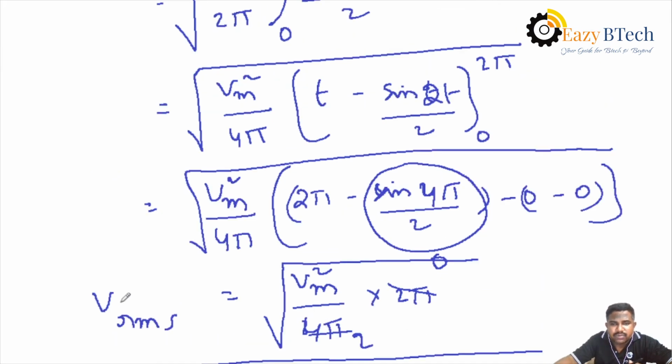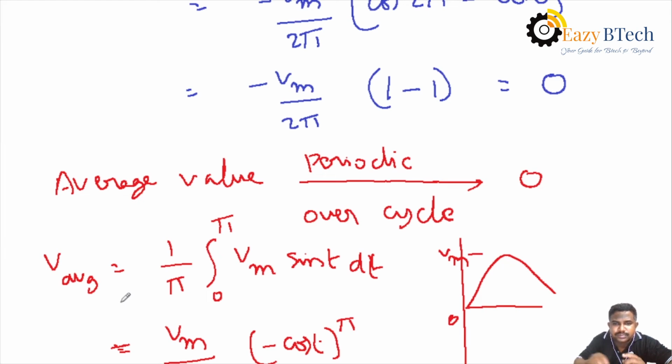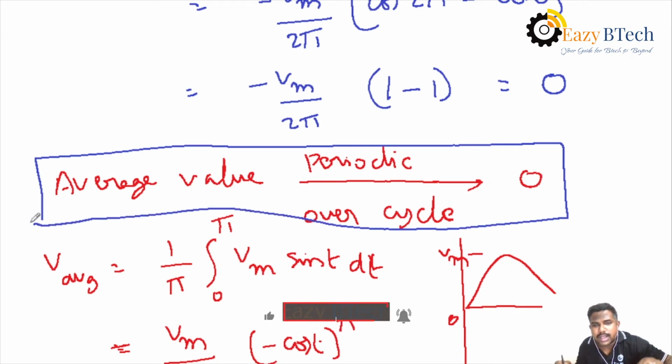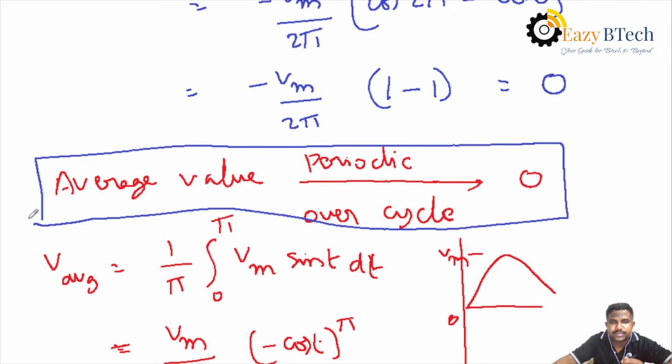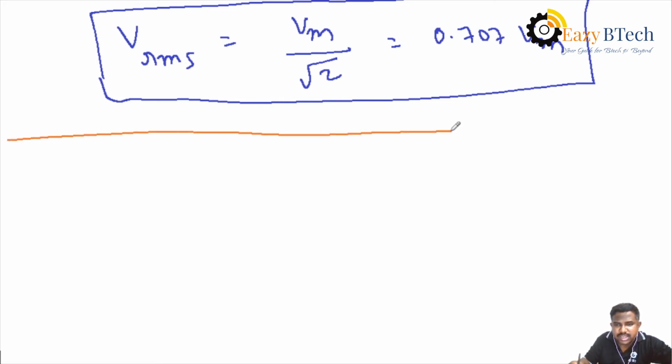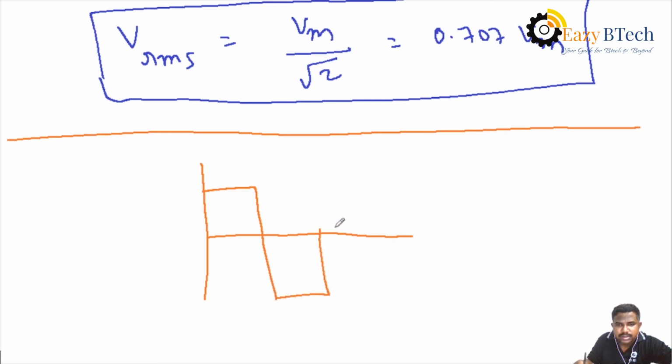Here the very important point is the average value of a periodic waveform over a complete cycle is 0. That's why for a periodic waveform we calculate the average value by taking only half cycles. And also, we can find the same average value and RMS value by considering another periodic waveform, that is square.